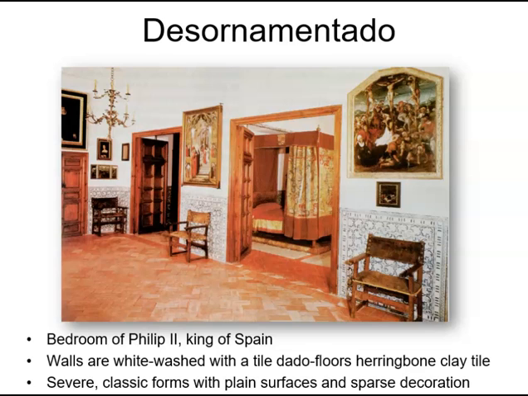The overall design of the architectural style of Desornamentado, remember, is very severe and classical in form. We have very plain surfaces and sparse decoration throughout. Another thing that you're probably noticing throughout these interiors is that the furniture does not fill the center of the space. It is lined up around the perimeter of the room.